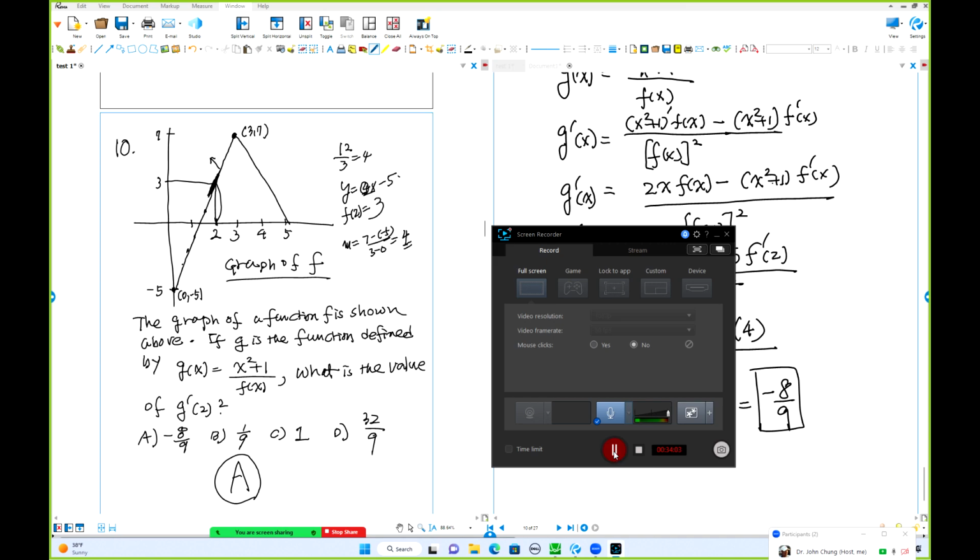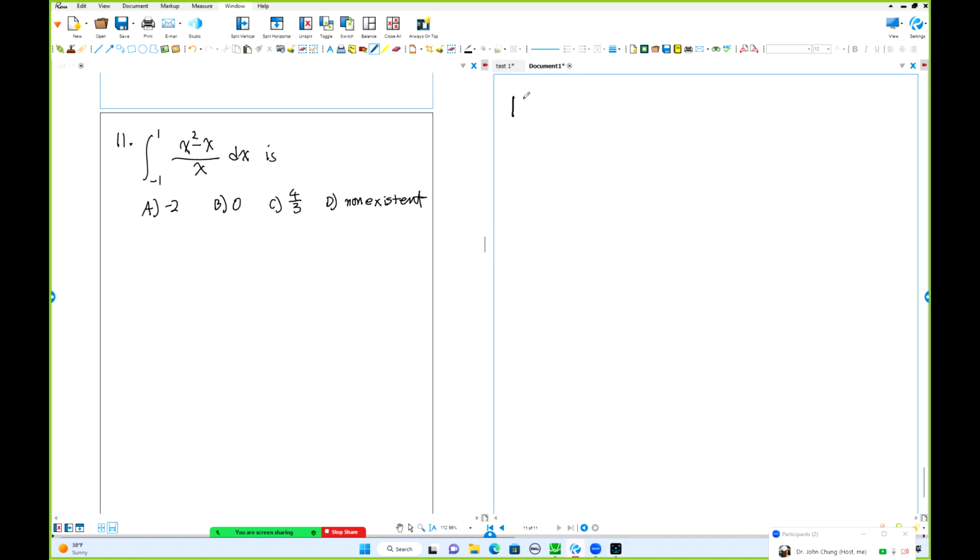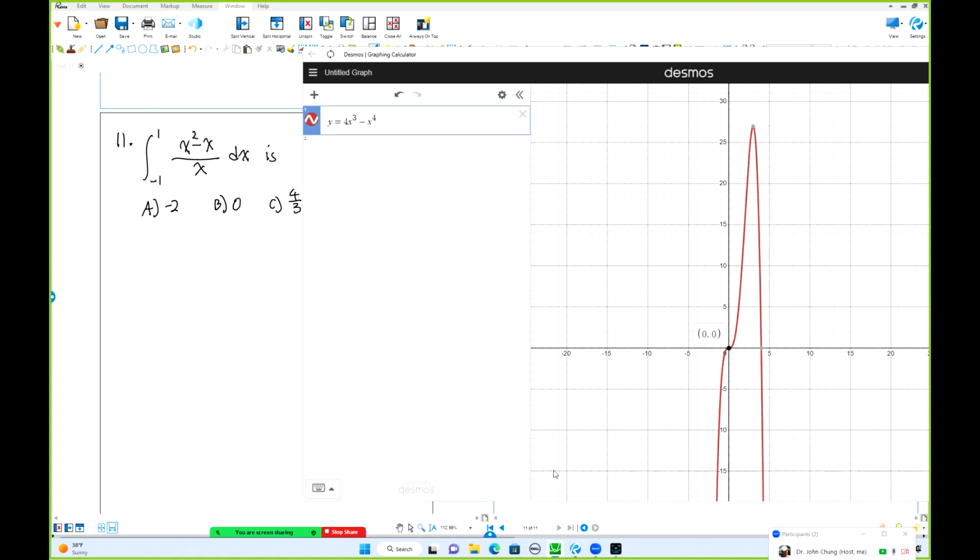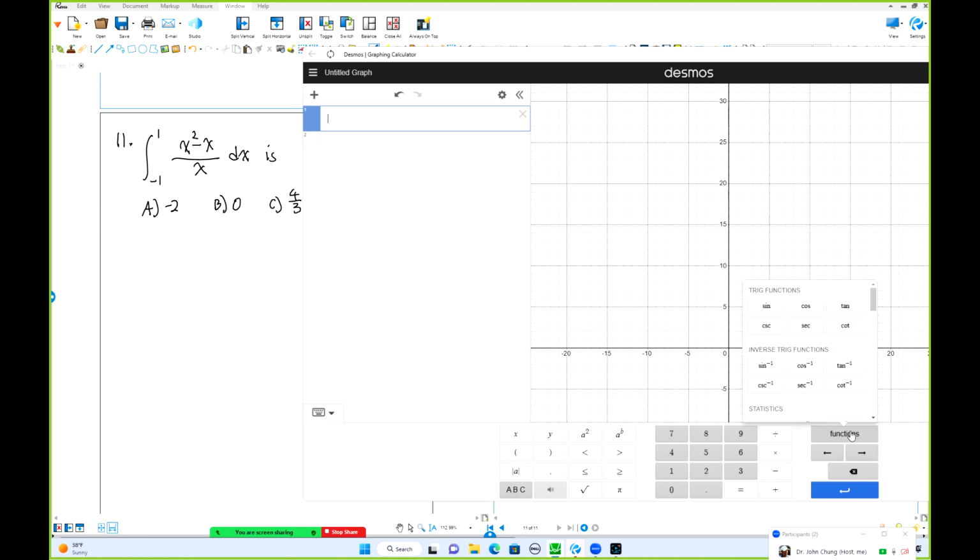Okay, try this one. That is number 11. Integral from negative 1 to 1 of x squared minus x over x dx. What is the integral of this value? How to think about it? I'm going to show you this one on graph paper, because I'm going to explain some things, okay? Just 1 minute.